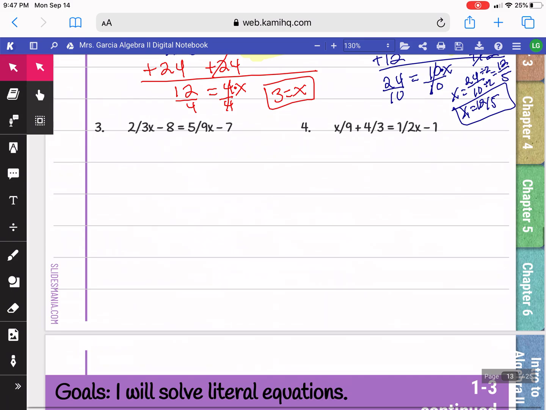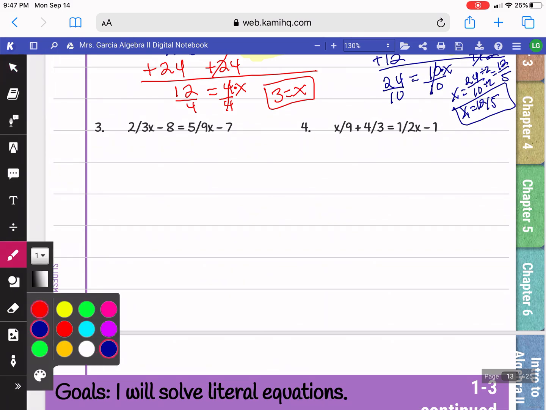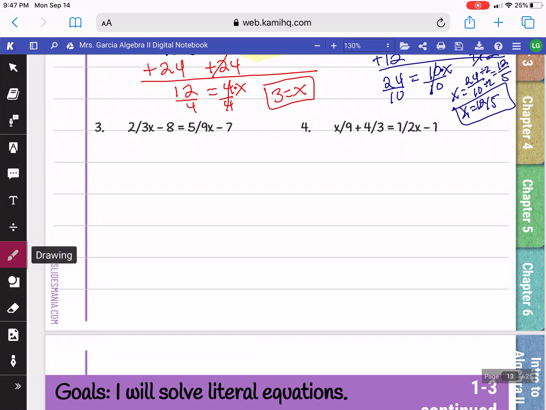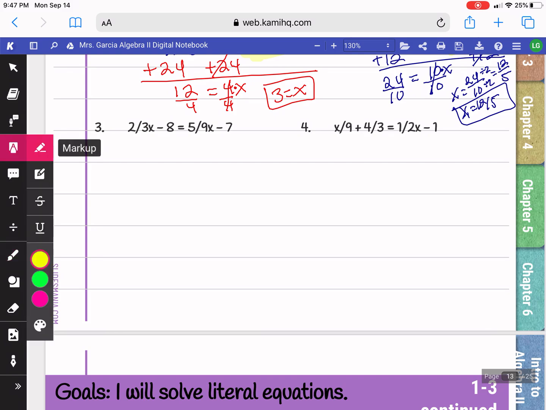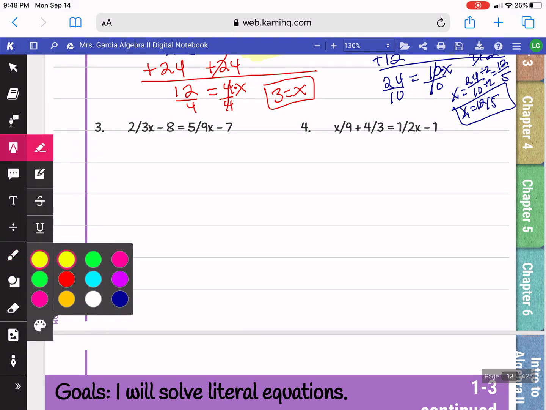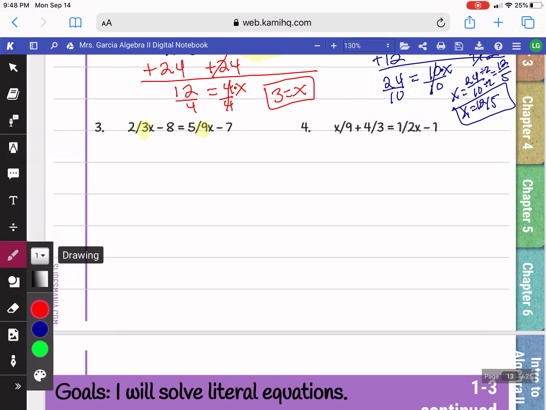Here on number 3, there's no parentheses, so we can't distribute. So we're going to do something different. We're going to clear the fractions on the first step so that we don't have to worry about fractions anymore. The way you do that is you multiply everything by the common denominator. So here the denominator is 3, and here the denominator is 9. So we want a common denominator of 3 and 9.